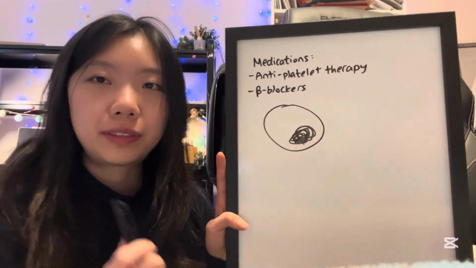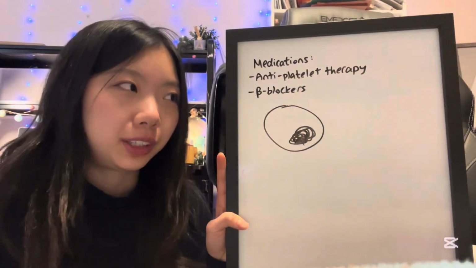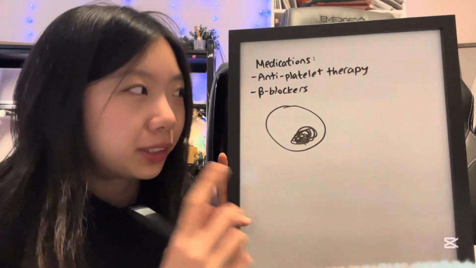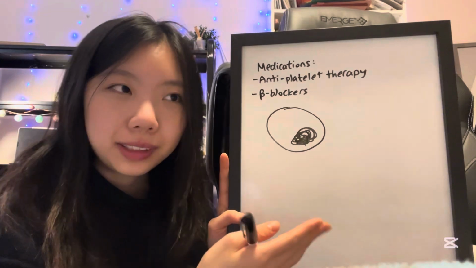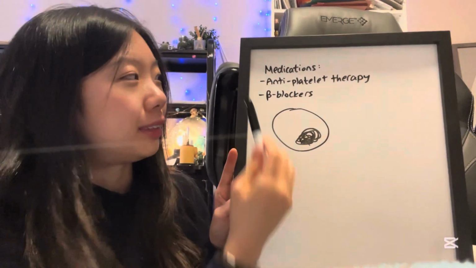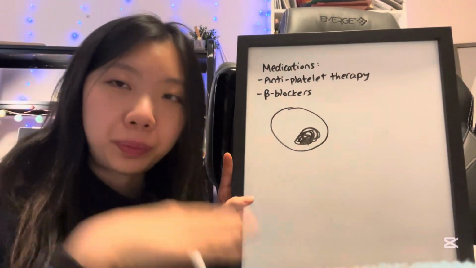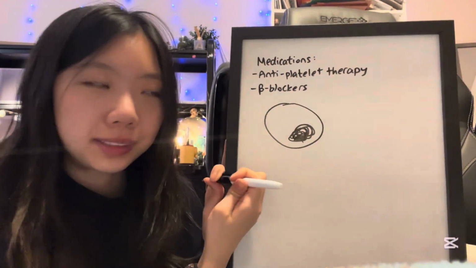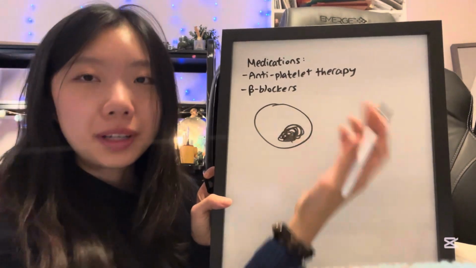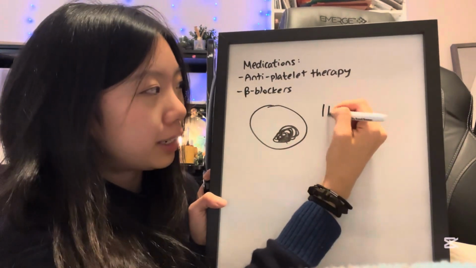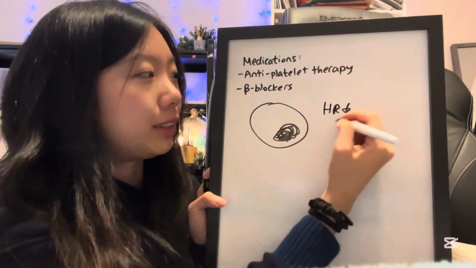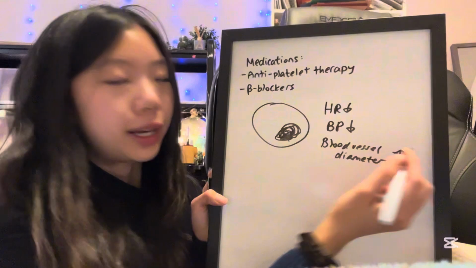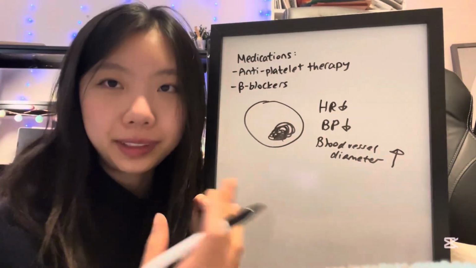Now, you might have heard of the fight or flight response, which is whenever you're running away from something scary, your heart rate is going to go up, your blood pressure is going to go up, but with your condition, that's probably pretty bad. So what these blockers do is suppress your sympathetic nervous system, so your fight or flight response. And because of that suppression, your heart rate is going to decrease, your blood pressure is also going to decrease, and your blood vessel diameters are going to increase.